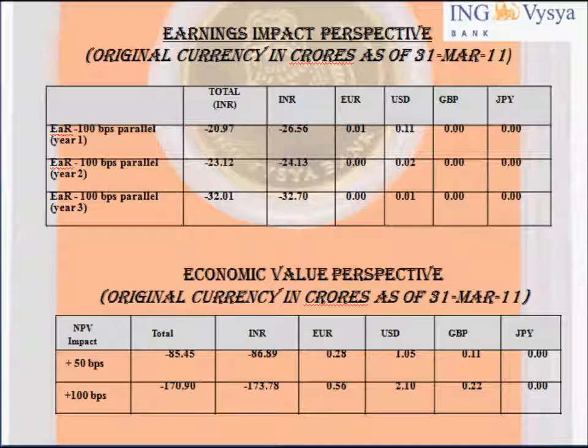And for 100 basis points, it was minus 170.90 in total, and for rupees minus 173.78. Euro was 0.56, USD 2.10, sterling 0.22, and Japanese yen zero. So these are the measures.